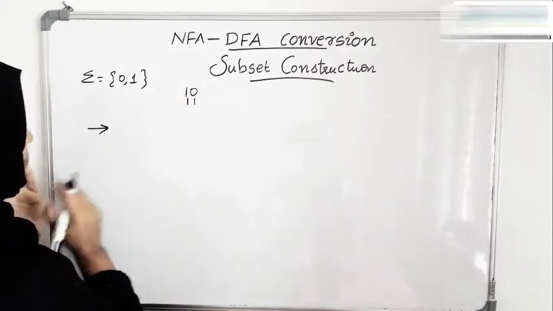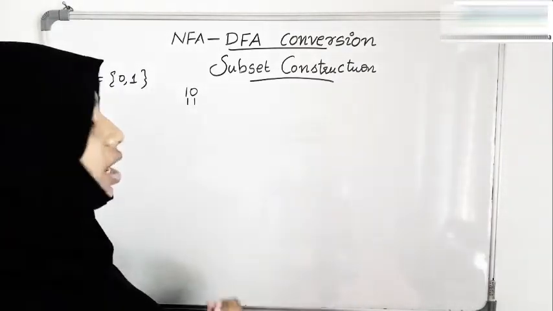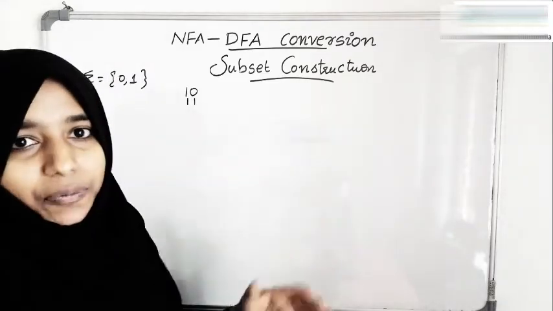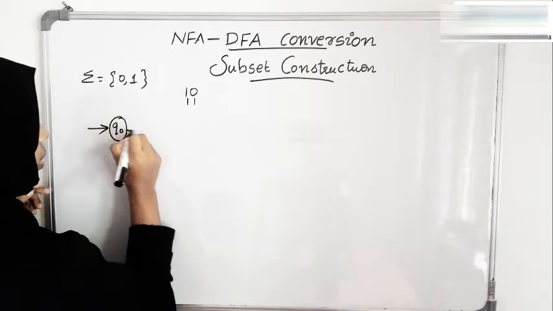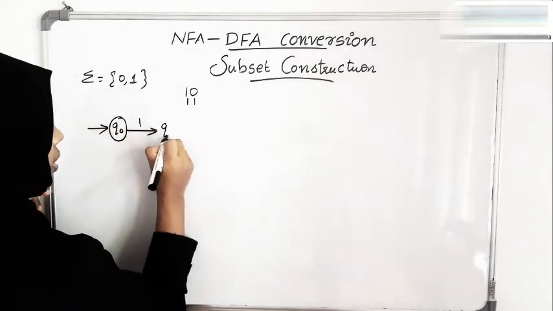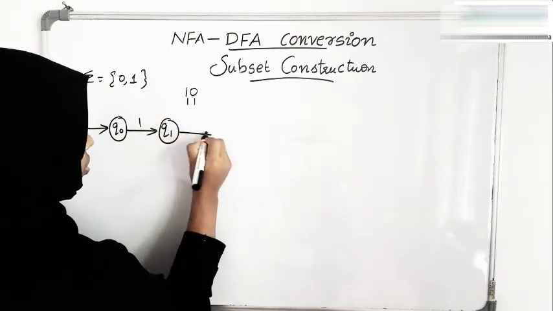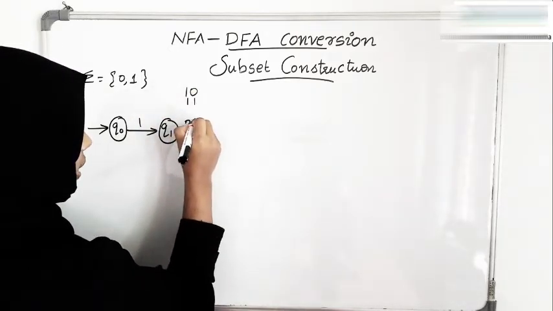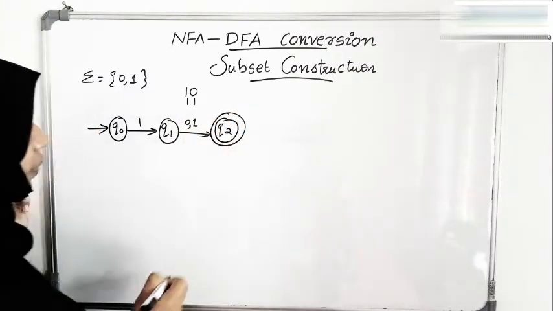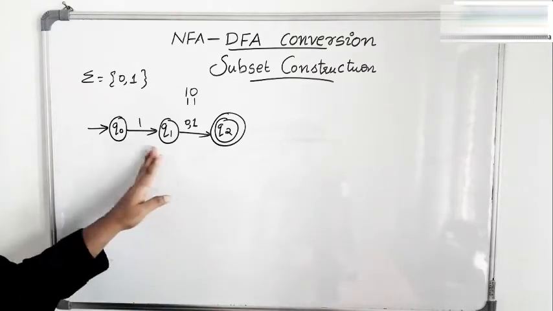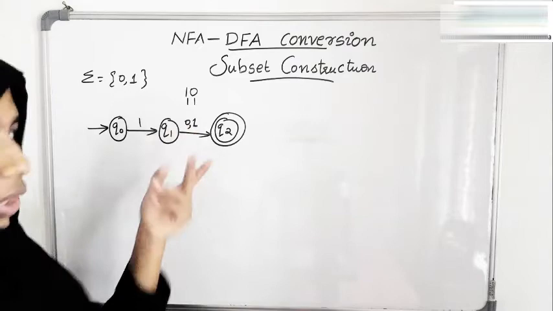As I have been repeating in all the previous videos, you should always start by drawing it for the minimal string. So Q0, on 1 to Q1. Now this is 1. Now this can be 0 or 1, it doesn't matter, to Q2. So this is the NFA for the minimal strings 10 or 11. From this you can pick either 0 or 1.